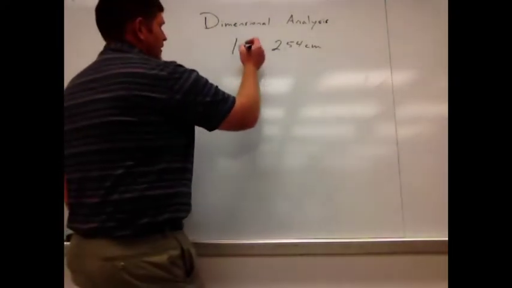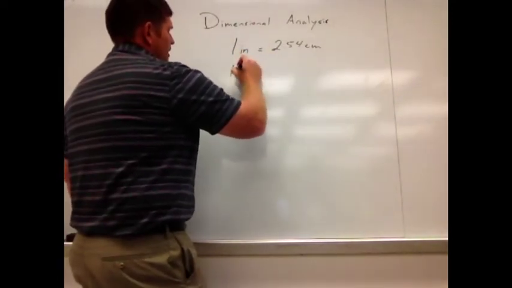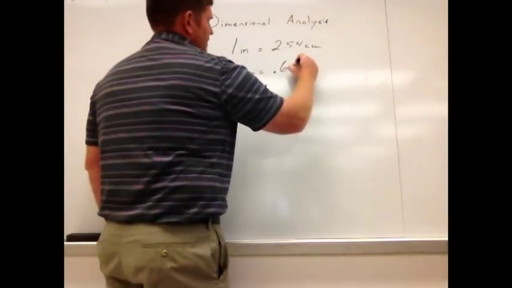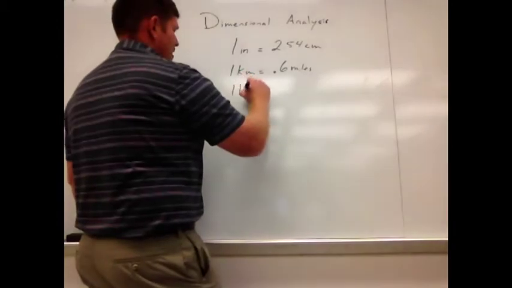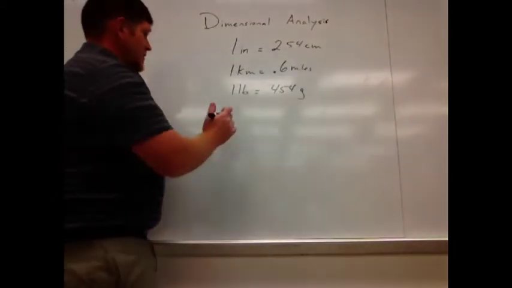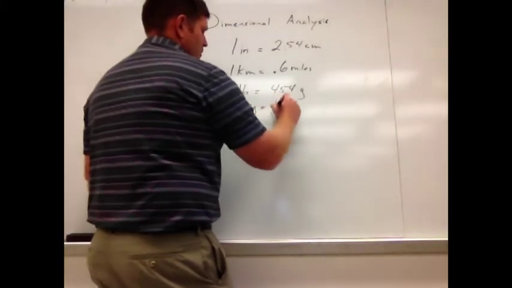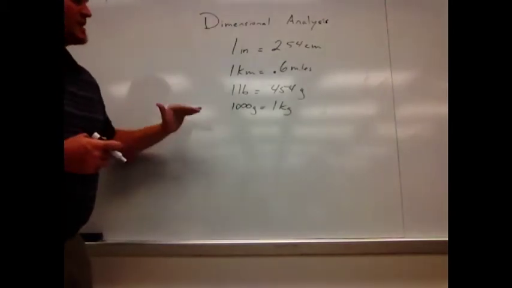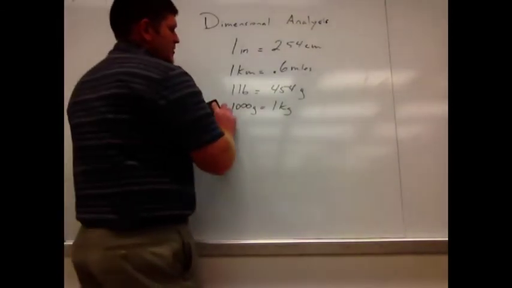If I have, let's go simple here, 1 kilometer equals, simplified here, 0.6 miles. Okay, that's a conversion factor. 1 pound equals 454 grams. That's a conversion factor. 1,000 grams equals 1 kilogram. Also a conversion factor. All of these things, I can use in a dimensional analysis problem. Okay, so let's go ahead and I'm going to show you what a dimensional analysis problem is going to start off with.